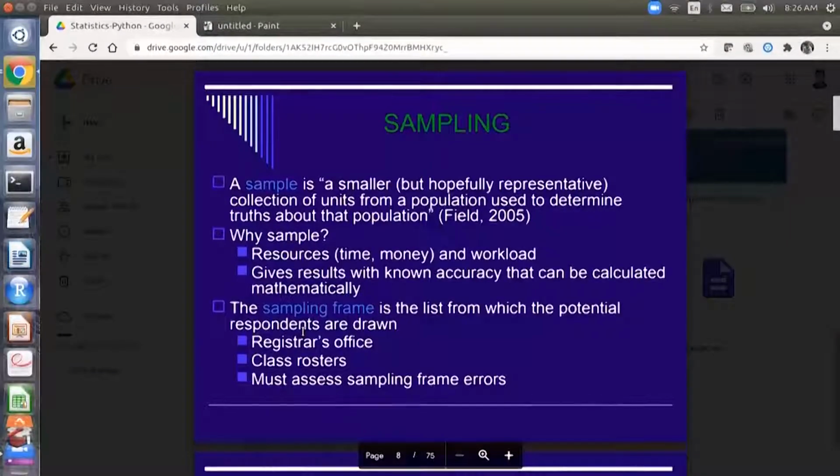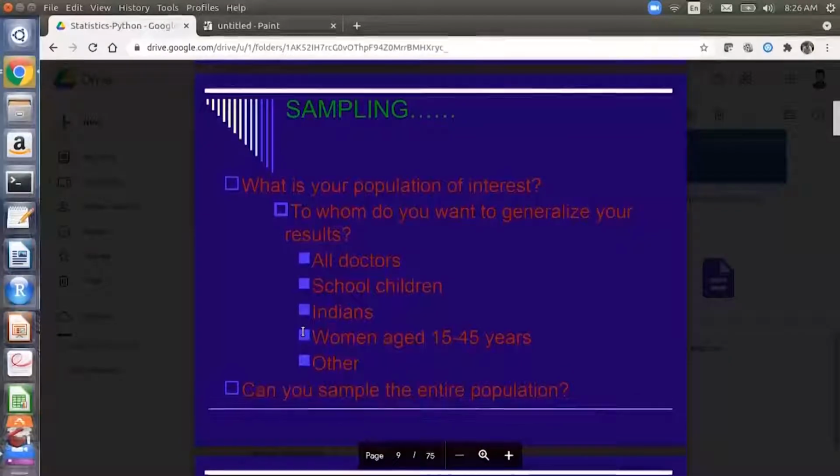And why do we do sampling? Because of resources and workload. Sometimes we don't have time, resources, or money, and sampling gives results with a known accuracy that can be calculated mathematically. You will understand the sample frame later when we discuss sampling methods. Multiple types of sampling methods are available. So what is your population of interest? To whom do you want to generalize your results? For example, all doctors, school children, Indians, women aged 15 to 45. These can be the population from which we collect the sample.